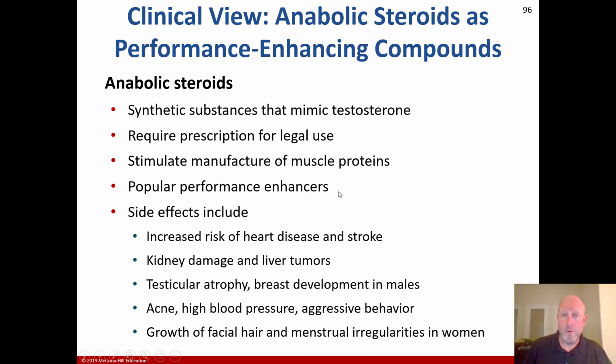The downside is, however, one of the big downsides that's not mentioned here, is that muscle tissue will grow faster than connective tissue. Connective tissue does not grow at the same rate and is not affected the same way. So that's why you often have people who use and abuse anabolic steroids have a lot of pulls and tears because of that.